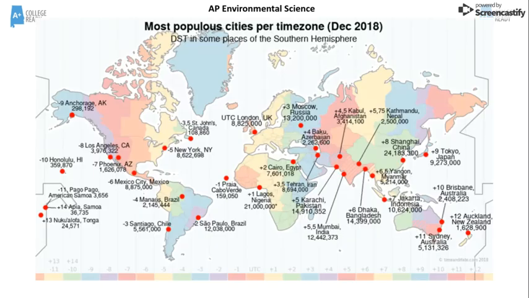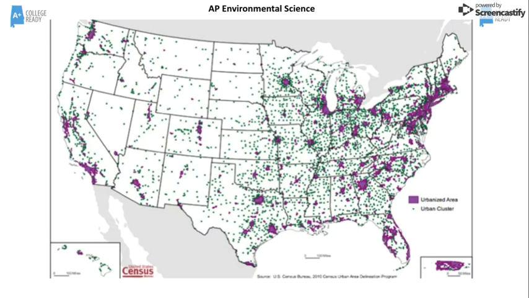This graphic shows the most populous cities per time zone as of December 2018. This graphic shows urbanized areas and urban clusters in the United States. Urbanized areas have much larger populations than urban clusters. Notice where the most urbanized areas are in the U.S. and in Alabama.